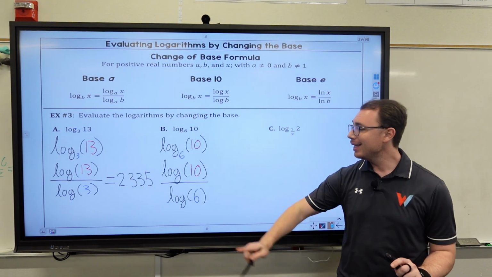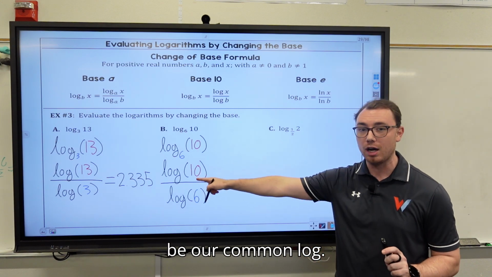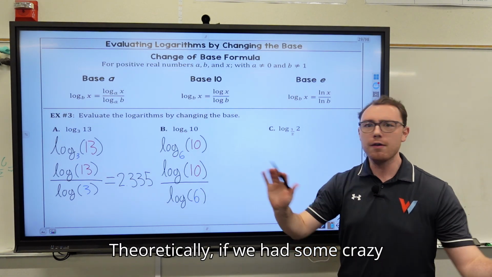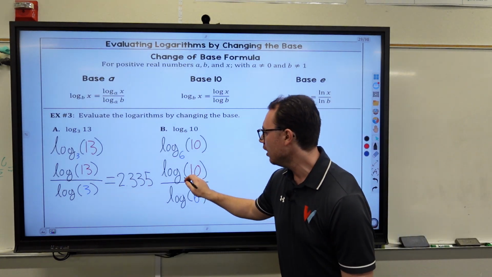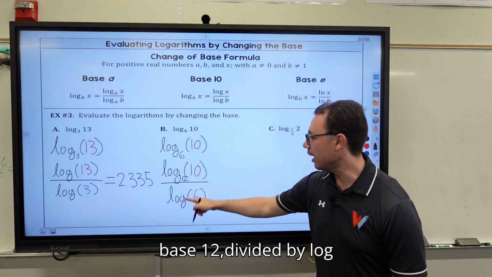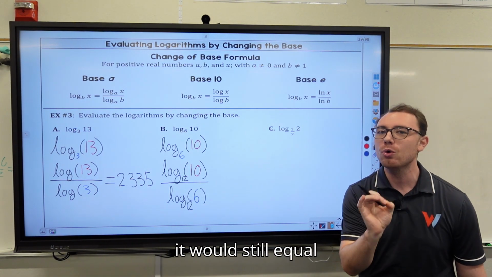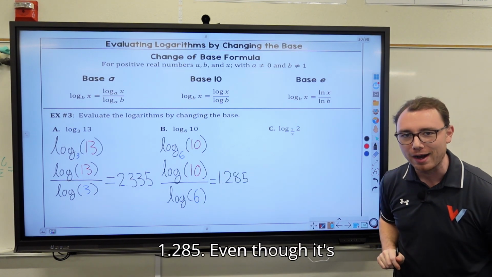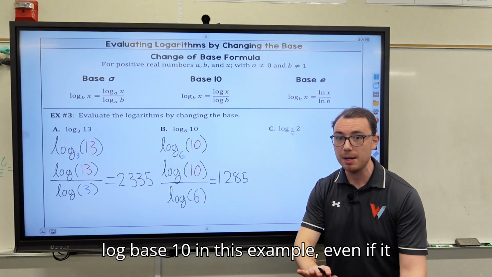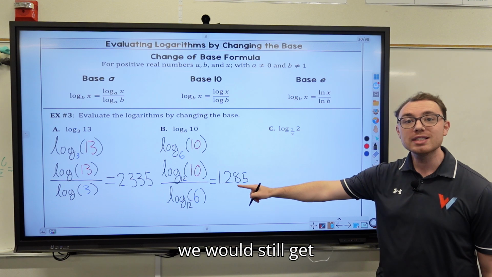And again, this log here doesn't need to be our common log. Theoretically, if we had some crazy situation where we were asked for log base 12 of 10 divided by log base 12 of 6, it would still equal 1.285. Even though it's log base 10 in this example, even if it was log base 12, we would still get 1.285.